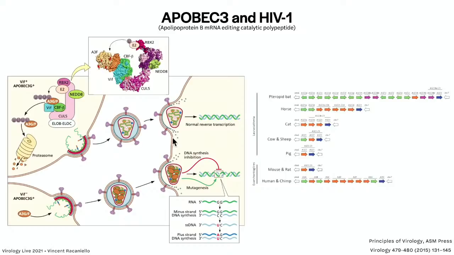And normally, VIF is present in infected cells. It is produced. And VIF, shown here in blue, binds APOBEC and directs it to a protein complex, shown here with all these obscure names, CUL5, NEDD8, et cetera. What that does is add ubiquitin moieties onto the APOBEC. So VIF targets APOBEC proteins to the ubiquitination machinery, and that adds U's to APOBEC. And what does that do?